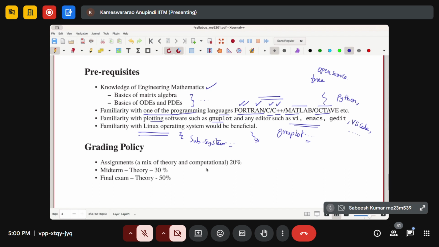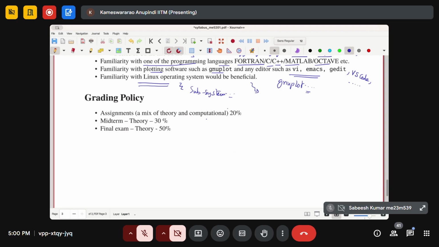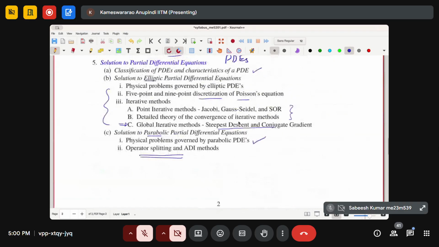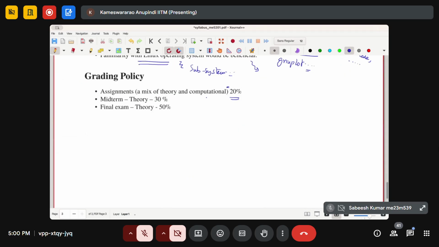Okay, coming to the grading policy. As I said, we'll have assignments which are a mix of theory and computation. It's about 20%. We may have one assignment for each chapter, so you can expect something like 5 to 6 assignments, which will again be a mix of theory and computation. The theory part is supposed to prepare you for the exams, and the computation part is your hands-on calculations in writing programs and getting results.